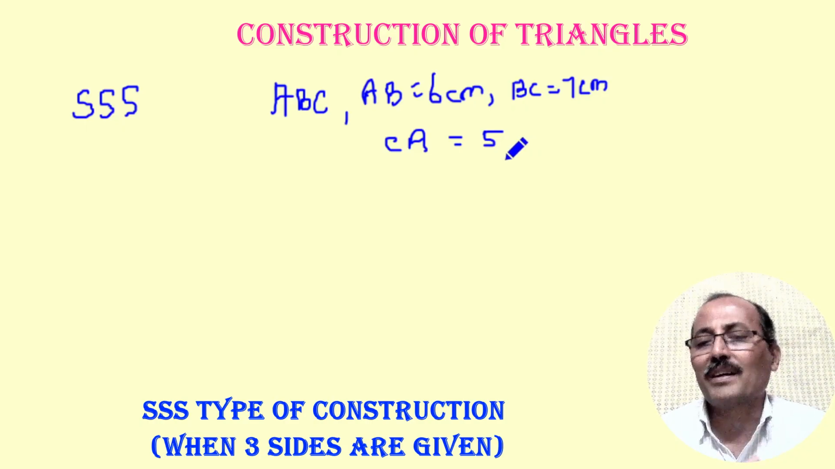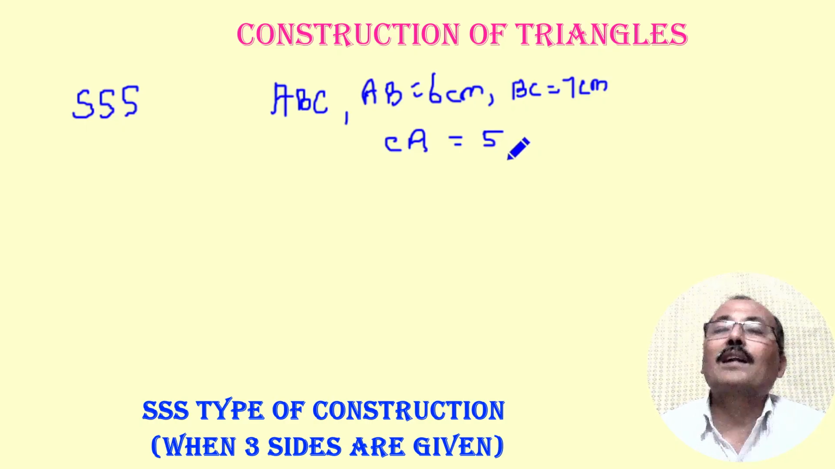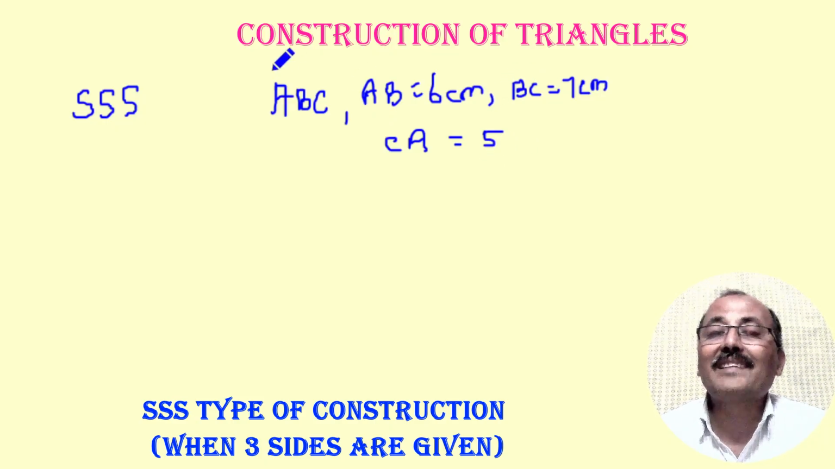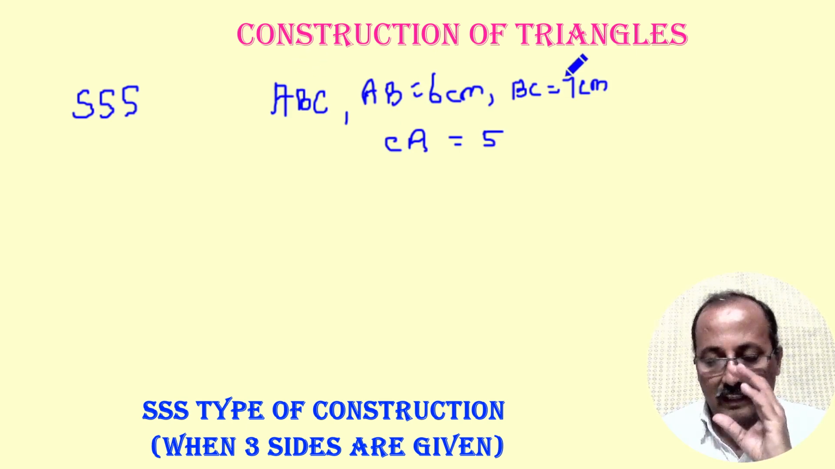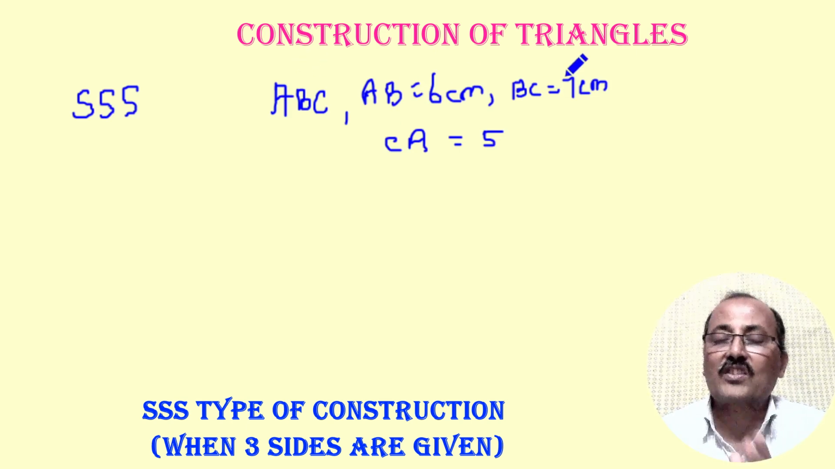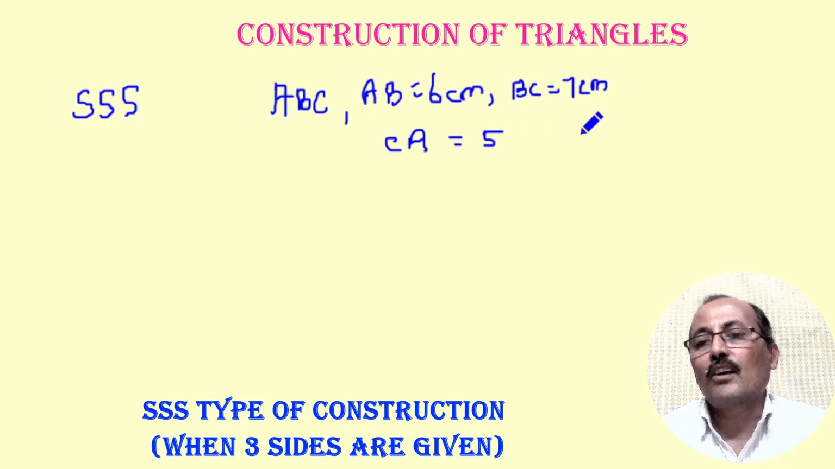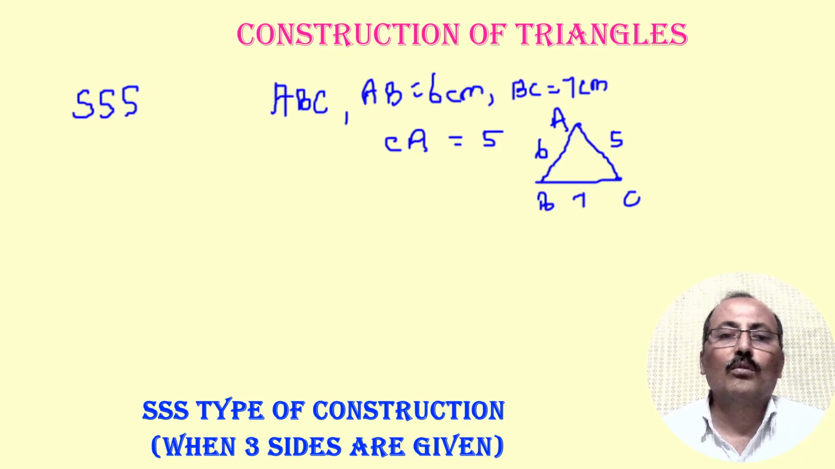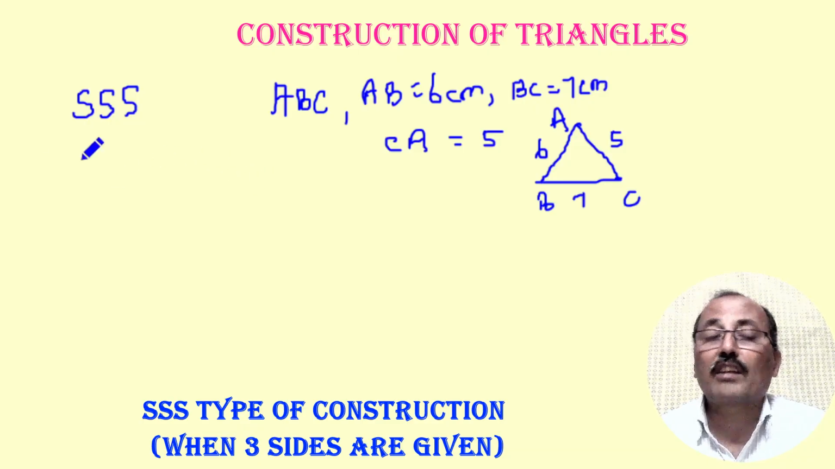My dear children, remember, if you learn the concept, then what number they are giving is not the problem. SSS means all the three sides are given. So they are asking to construct a triangle by giving all the three sides. Now you can draw a rough diagram for this. On the rough diagram, you can draw ABC, not exact measurement. AB equal to 6 centimeter, BC equal to 7 and CA equal to 5. Good. Now let me go to the construction part.